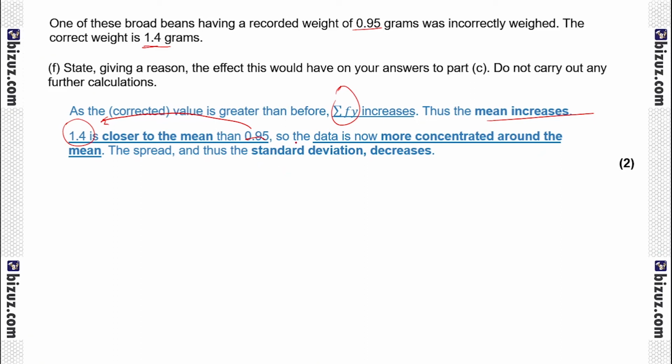If the values move away, that means your spread will increase. So here one value actually came closer to the mean than it was before. So the data as a whole, even by a small margin or percentage, is going to be more concentrated around the mean. That's why the standard deviation decreases. The spread is lower, so the standard deviation is lower. All right.